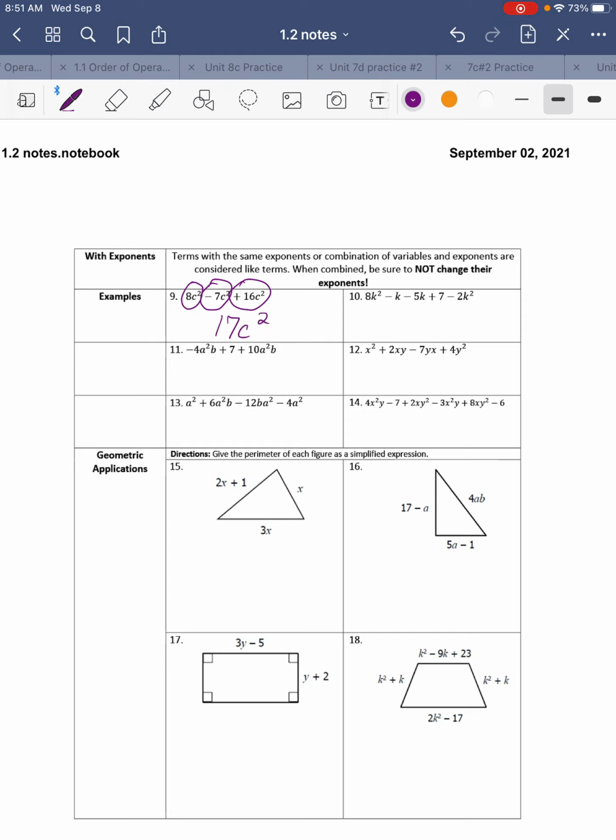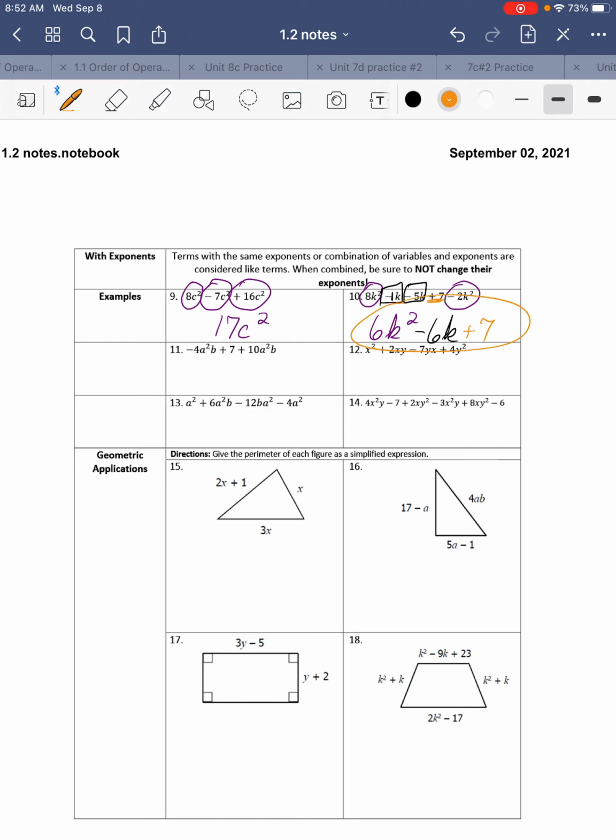The coefficient is just talking about how many of those terms you have, how many of those variables you have, variables and exponents. So next one, we have 8k squared minus 2k squared is 6k squared. 8k squared minus 2 of them, you get 6 left. We have a negative 1k minus 5k is a negative 6k, and then plus 7, adding 7.